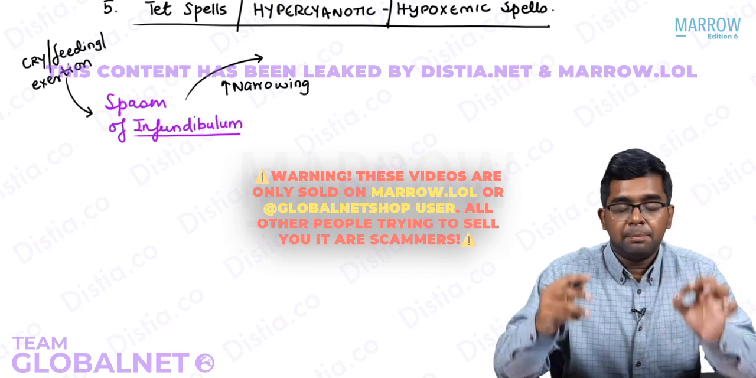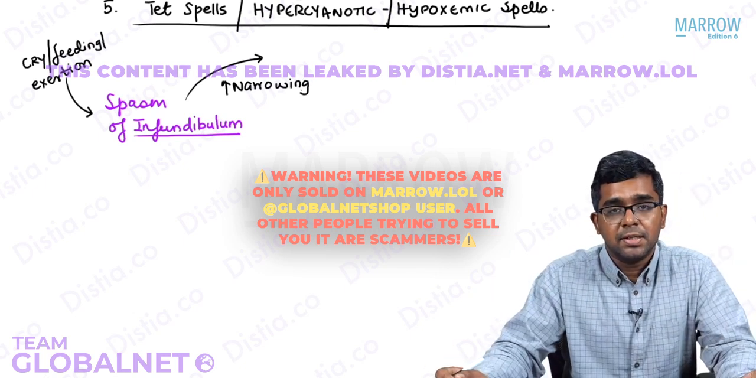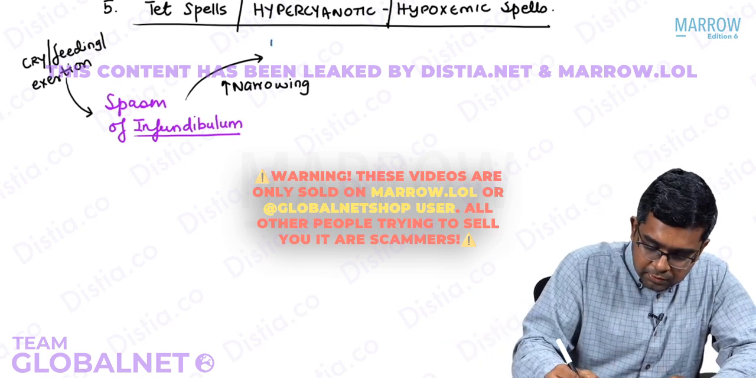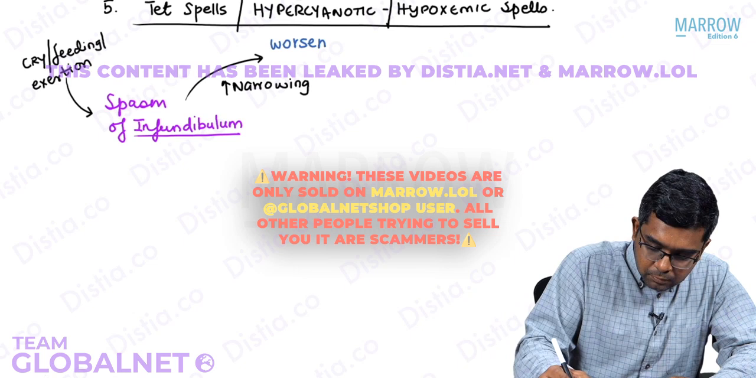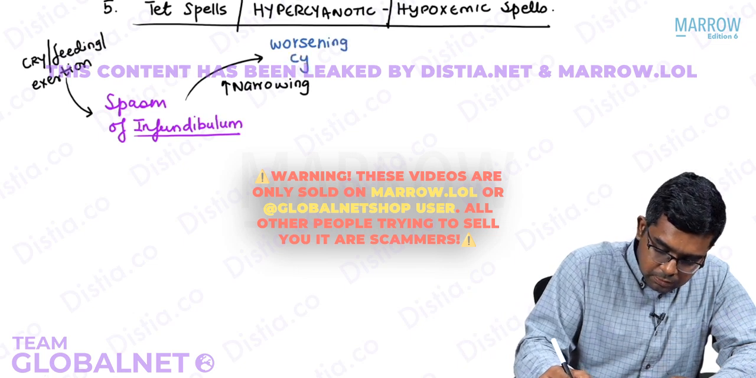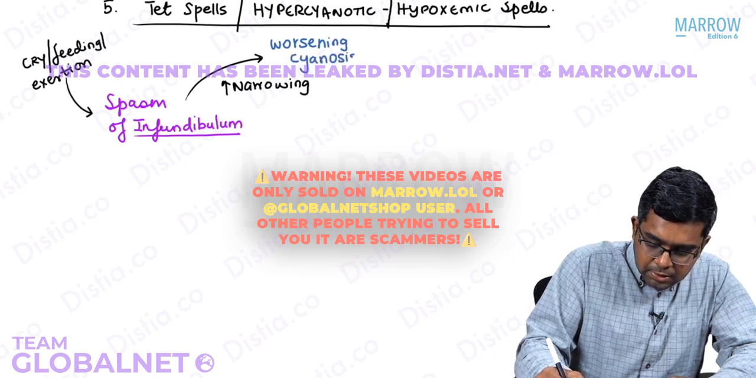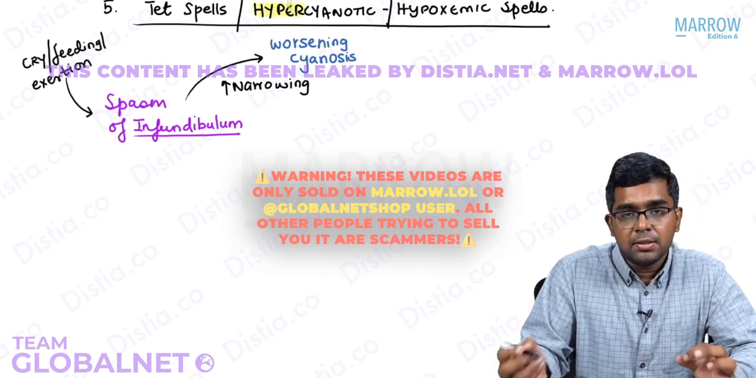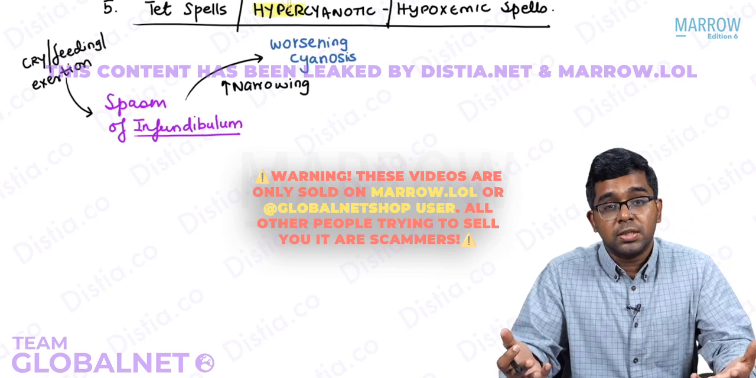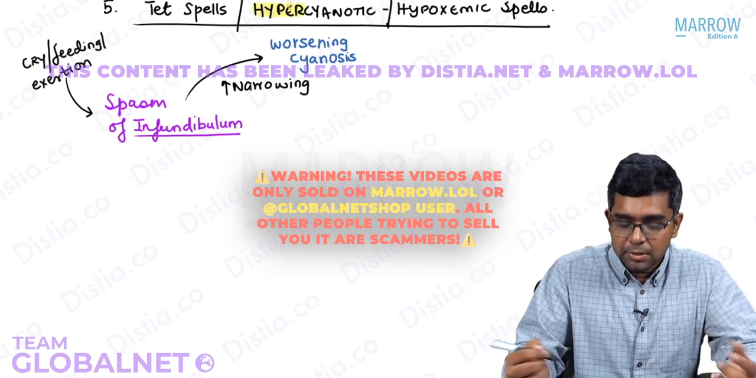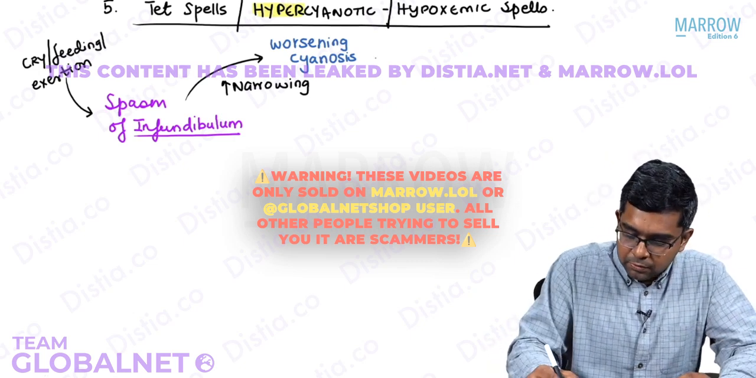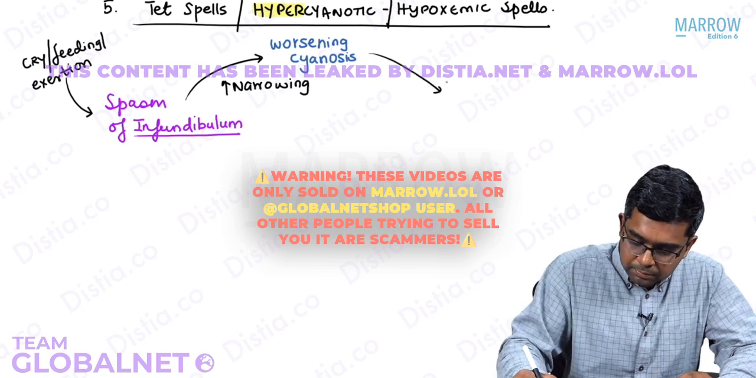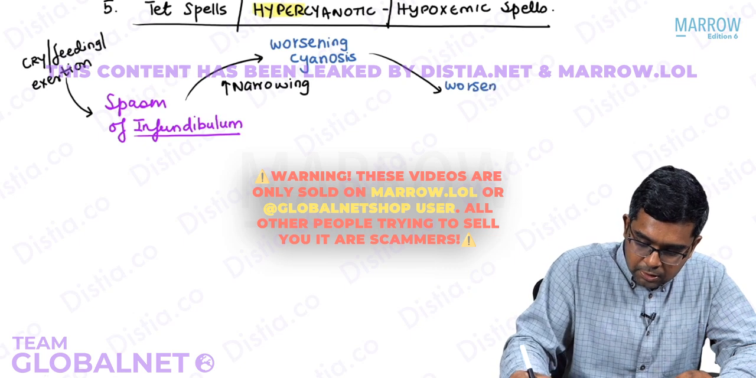So tell me what will happen to the degree of cyanosis if there is increased narrowing? Yes, it will become worsened. It is worsening of cyanosis. So that is why you can understand the meaning of hypercyanotic. The child who is already cyanosed now becomes more cyanosed. That is why it's called a hypercyanotic spell. So worsening of cyanosis will get reflected as worsening of hypoxia in the blood.